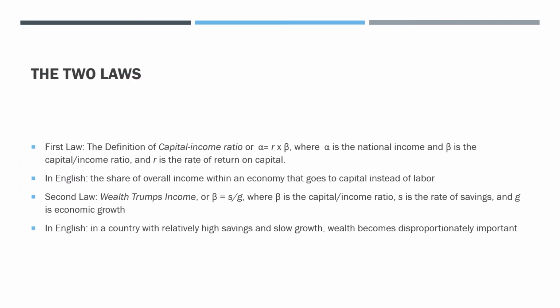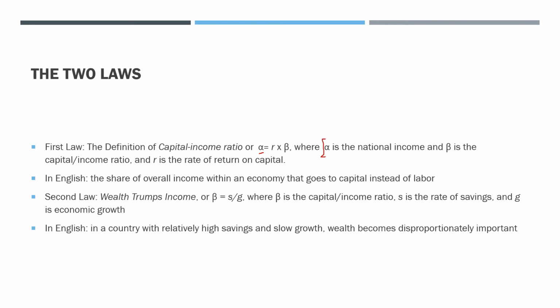And the two laws are here. First of all, the first law is a sort of strange law. It's not really, as we will see later on, a law about an empirical regularity like a natural law or something like that, right? But it's more about a definition of what he calls the capital income ratio, or expressed in mathematical form, it is alpha.